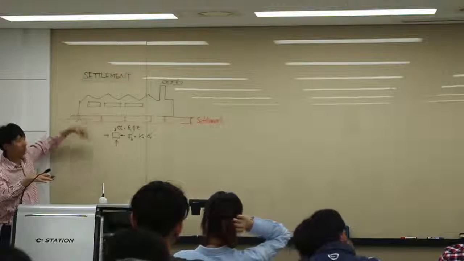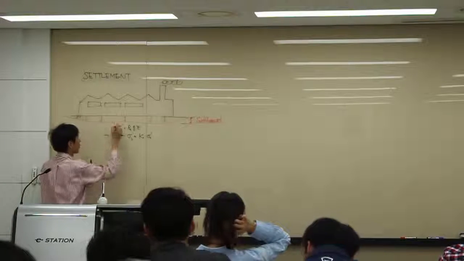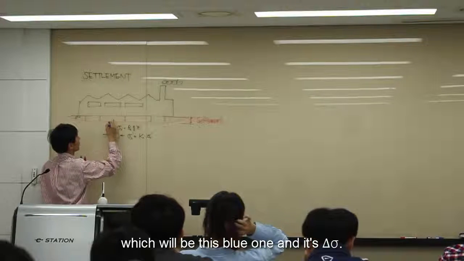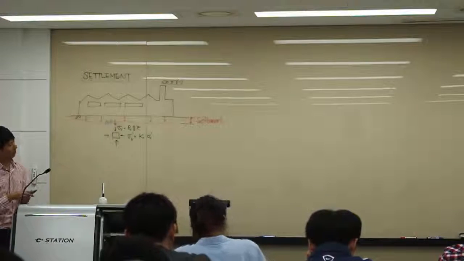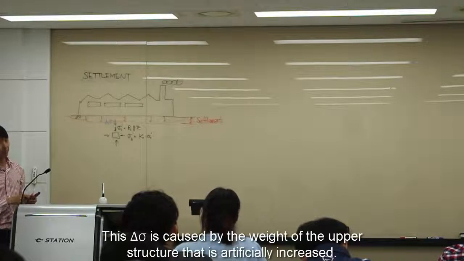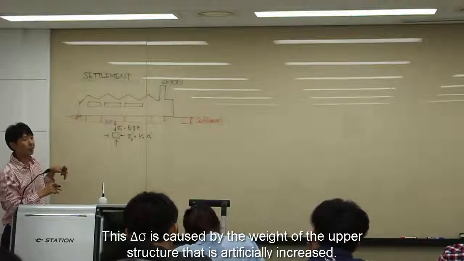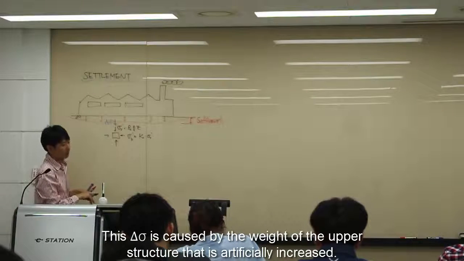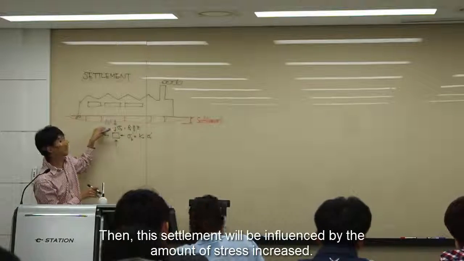And this will increase as you go deeper. And suddenly you're building a structure that adds additional stress to the soil mass, which, using the blue one, is going to be delta sigma. This delta sigma is caused by the weight of the upper structure. That's artificially increased. So this settlement will be influenced by the amount of the stress increase.